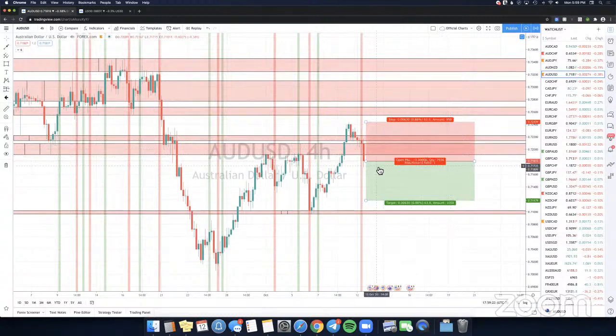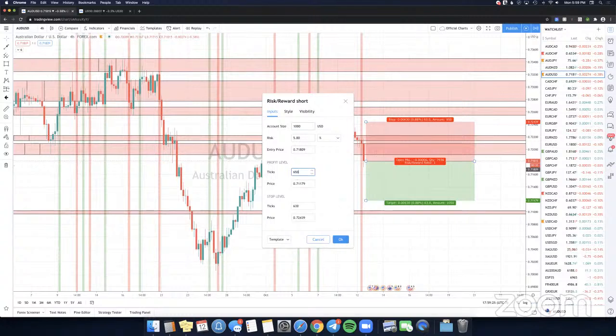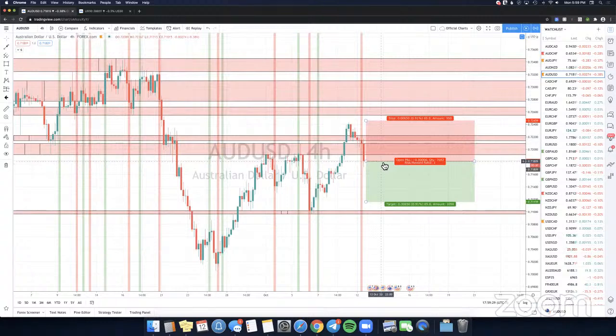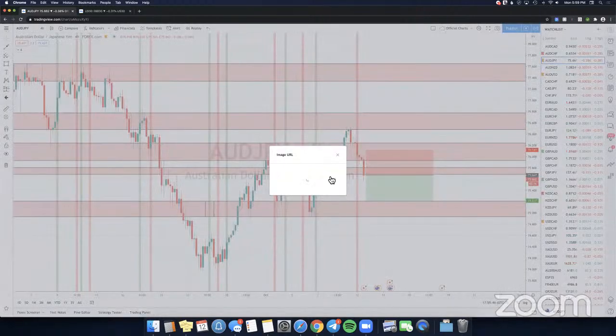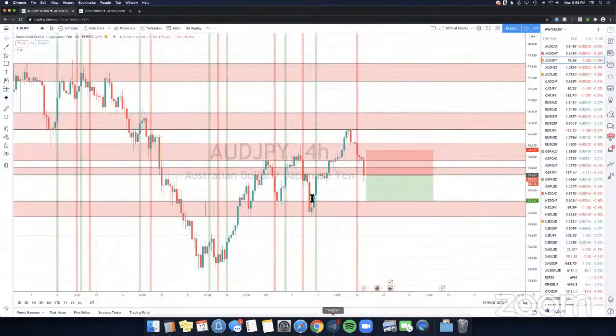Looks like I could push this up a little more. 65. A lot of space there. It's a pretty big move. Same right here with AUD JPY. All right, so we got 22 seconds. I can probably just call it right now. I don't think it's going to make a huge difference from now until then.